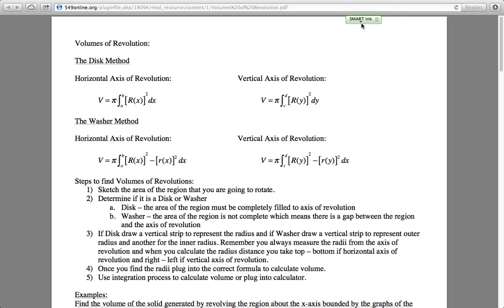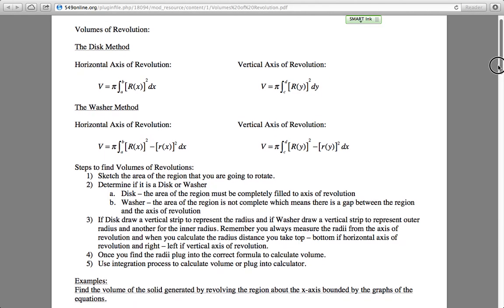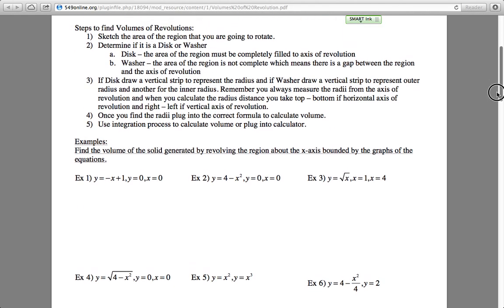Same thing for vertical axis of revolution when it's along a vertical axis like the y-axis, or x equals 2 or x equals -2. The only difference is everything's in terms of y. Now here's what I came up with for steps. Steps to find volumes of revolution.